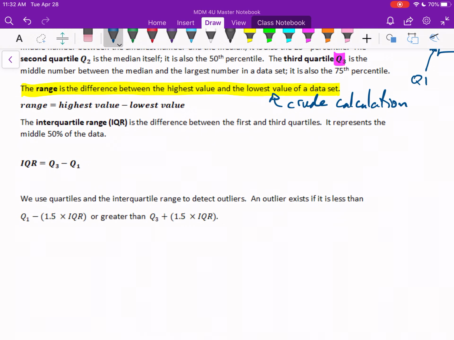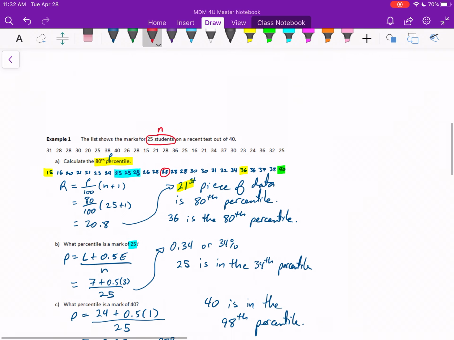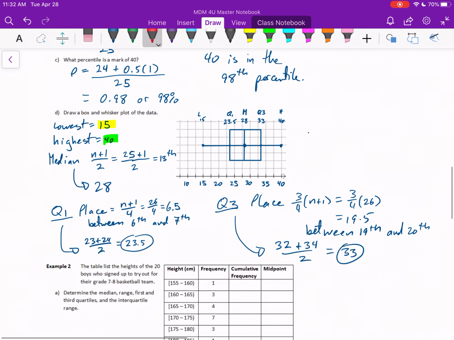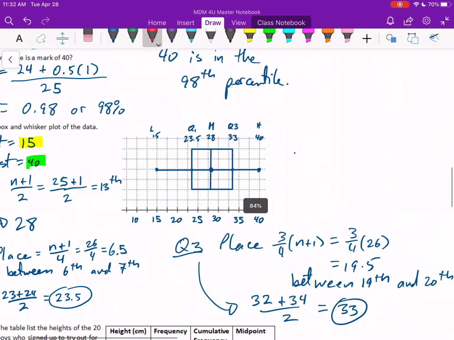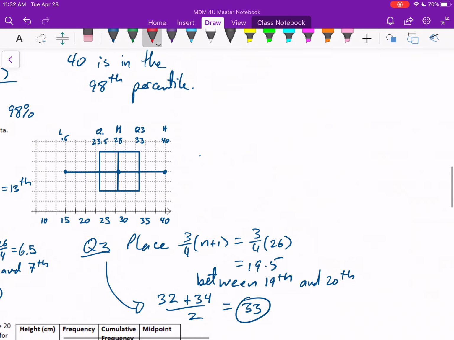We have the interquartile range. That's the difference between the first and third quartiles. It represents the middle 50% of the data. And so we use IQR to stand for interquartile range. It's just Q3 minus Q1. So let's go back to our example again. This one doesn't ask for the interquartile range or the range, but I'm going to put them on here anyway.